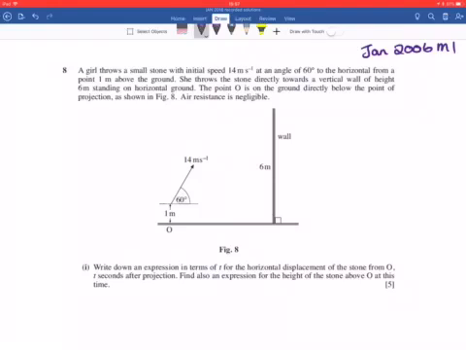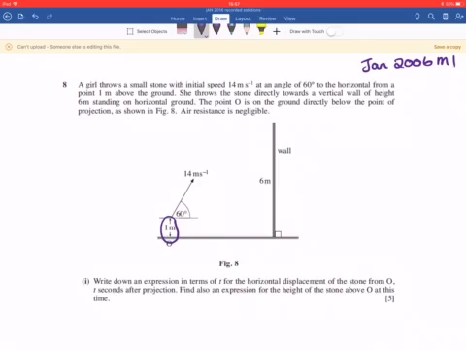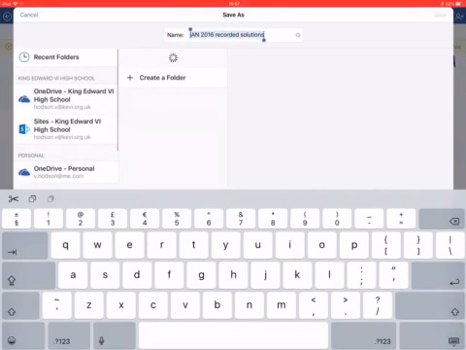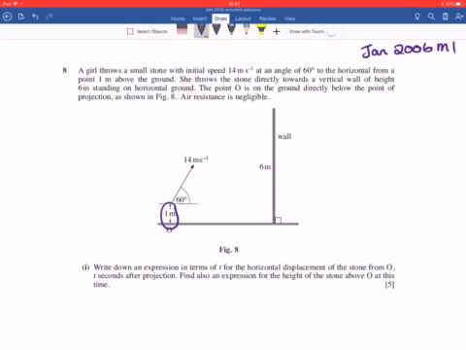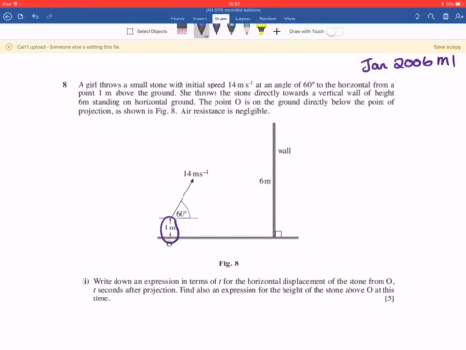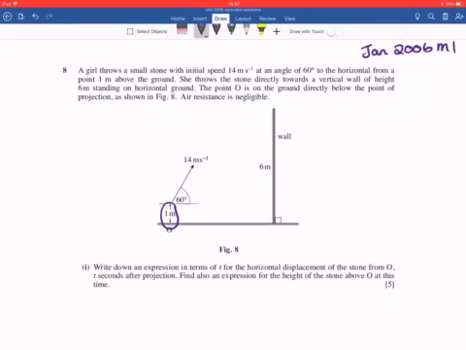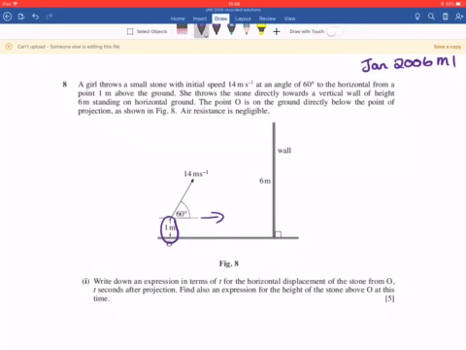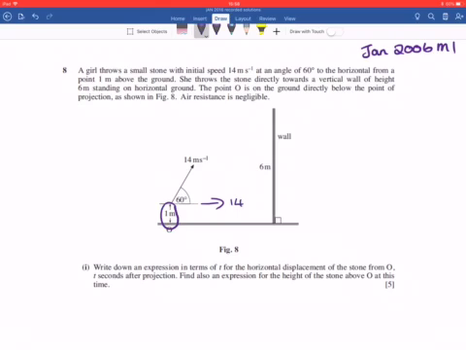Okay, question 8, last question. So, things to remember, she's 1 metre above the ground. She is throwing it at 60 degrees. So, in horizontal direction, we've got 14 cos 60, and vertically, we've got 14 sine 60.